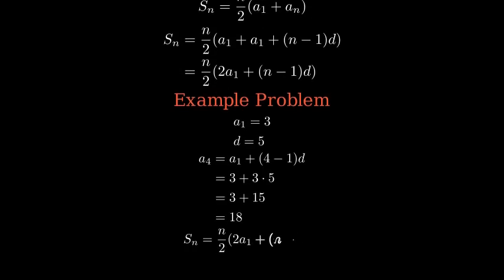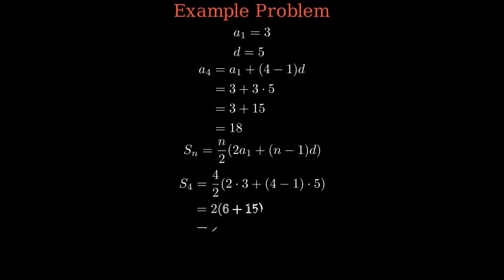Now, let's find the sum of the first 4 terms. We can use the formula S sub n equals n over 2 times (2 a sub 1 plus (n minus 1)d). Substituting our values, S sub 4 equals 4 over 2 times (2 times 3 plus (4 minus 1) times 5). That's 2 times (6 plus 15), which equals 2 times 21, giving us a sum of 42.